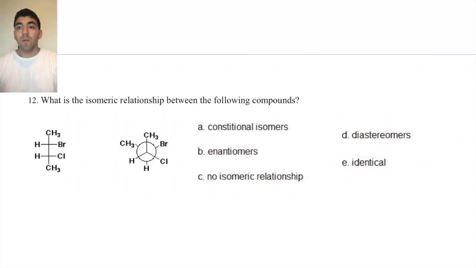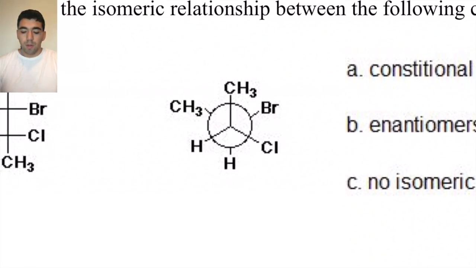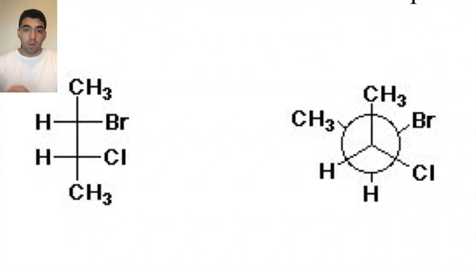On to problem 12. We want to know the isomeric relationship between these compounds, and we're given a Fisher projection and a Newman projection. We know how to do this the long way, which is doing R and S, as I've discussed in another video. I can link that in the description below if you want more practice with these.